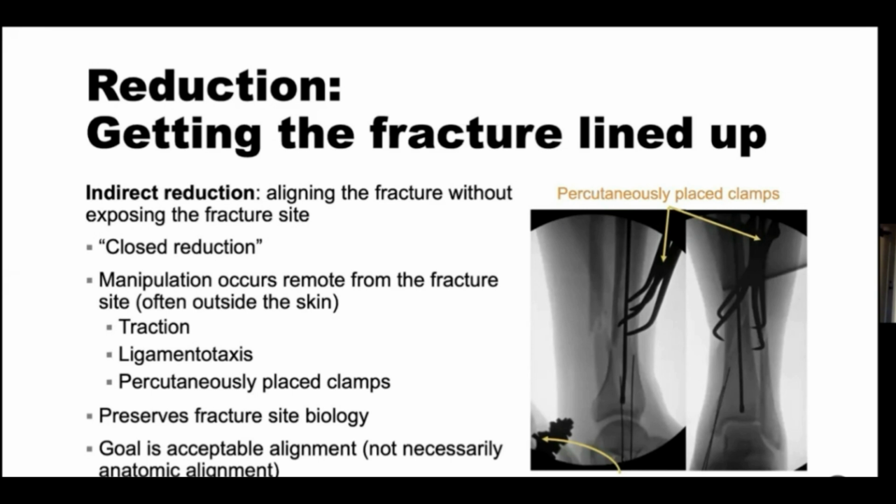And importantly, the goal of indirect reduction is different than the goal of a direct reduction, where the goal of an indirect reduction is acceptable alignment, which is not necessarily anatomic alignment. And what constitutes acceptable alignment is actually different for each bone, and it depends on whether you're at the articular surface, which we want to be as perfectly lined up as possible, or whether you're further from the joint. And certain bones and certain places in the body can accommodate different amounts of displacement still. So the goal of acceptable alignment is a little bit different for each of the bones that you reduce.